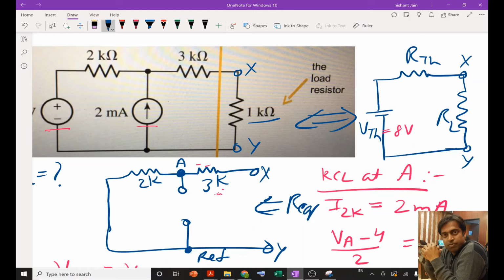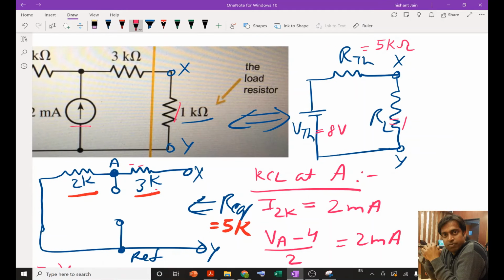You can see in this circuit we have two resistors, 3K and 2K, connected in series. So our R equivalent will be 5 kilo ohm. So my RTH is 5 kilo ohm and my RL is 1 kilo ohm, as given in the question itself. So this is going to be my Thevenin equivalent circuit, where RTH is 5 kilo ohm and VTH is 8 volt.